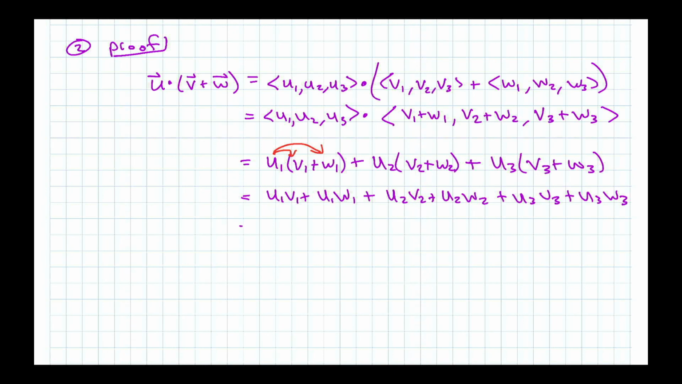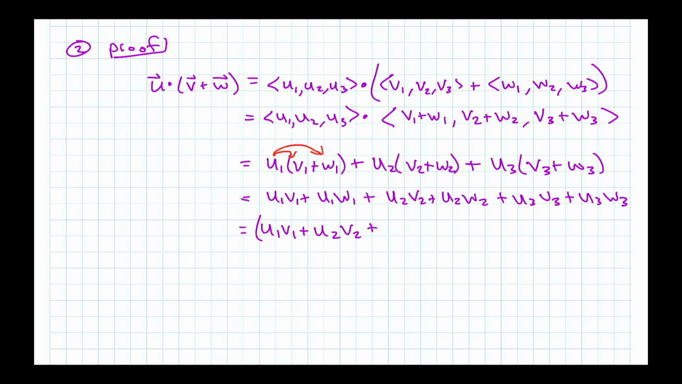So write the V's, then write the W's. So you go U1 V1 plus U2 V2, that's this one, and then U3 V3, right? Those three. And then three of the terms have W's: U1 W1, U2 W2, U3 W3, like that.